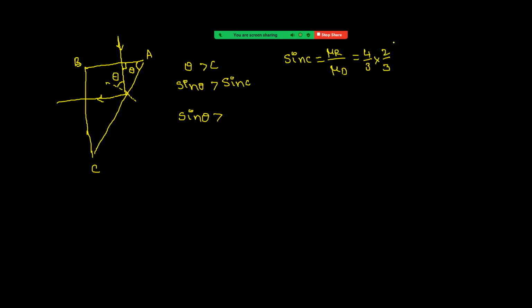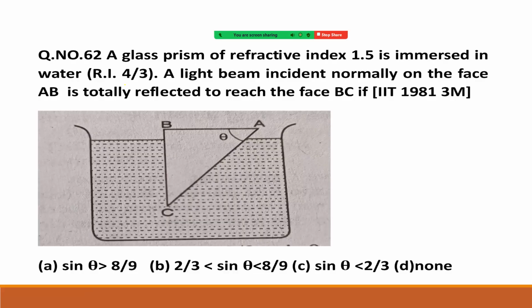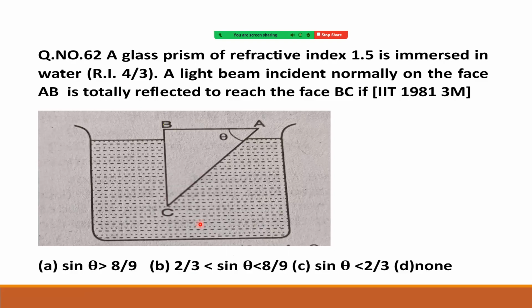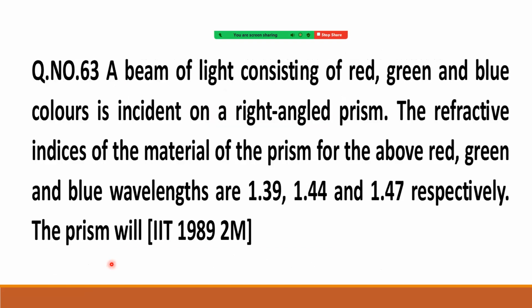Because you can see 3 by 2 is greater than 4 by 3. So the light ray is traveling from denser medium to rarer medium, right? Glass to water. So sine theta should be greater than 8 by 9. That means if sine theta is greater than 8 by 9, then the light ray undergoes total internal reflection. So you can see it is option A. See next one.